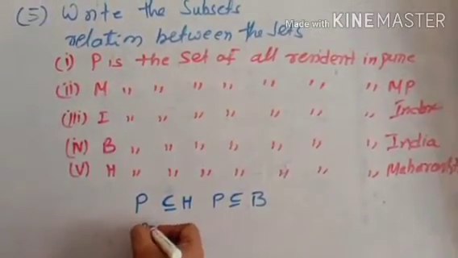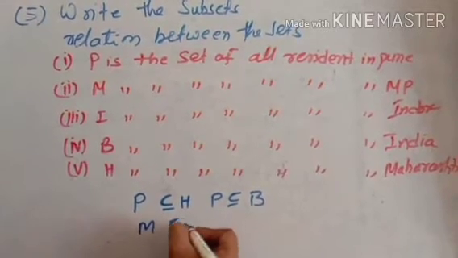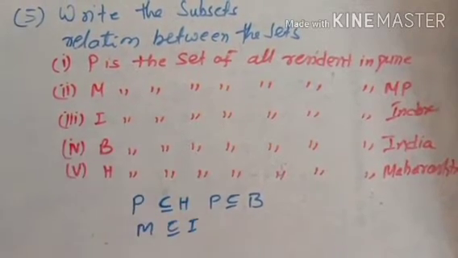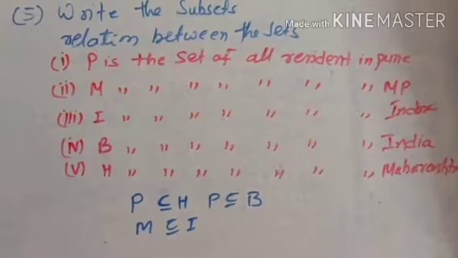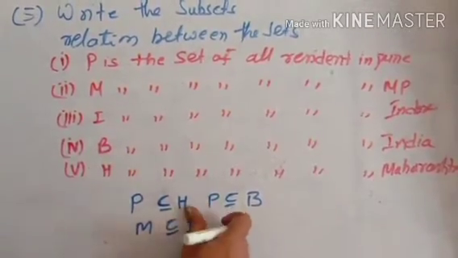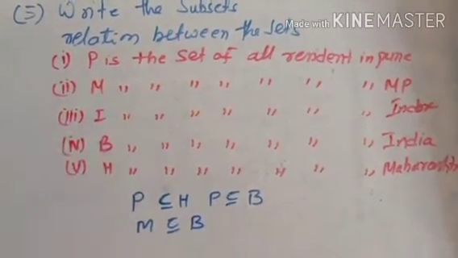Therefore, M is a subset of I. Not I, it's B. M is a subset of B.